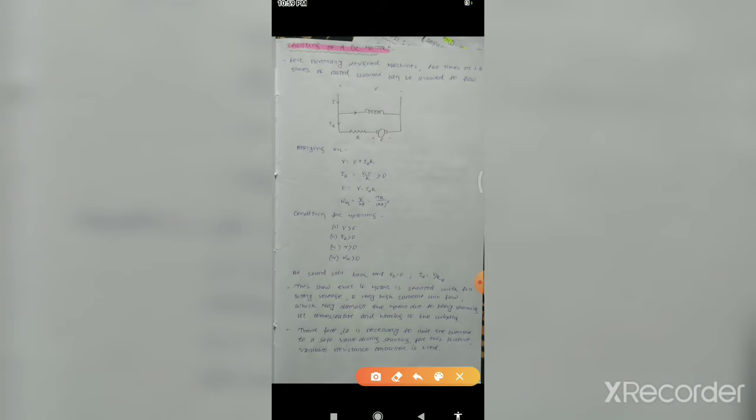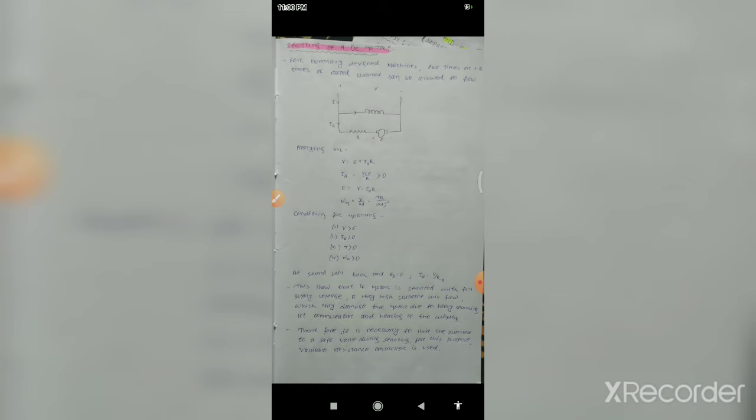Condition for motoring: V is greater than E, Ia is positive, torque is positive, omega m is positive. At standstill condition, back EMF Eb is equal to 0, so Ia is equal to V by Ra.